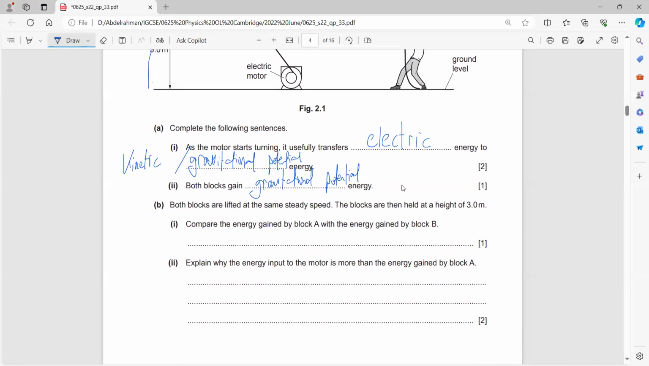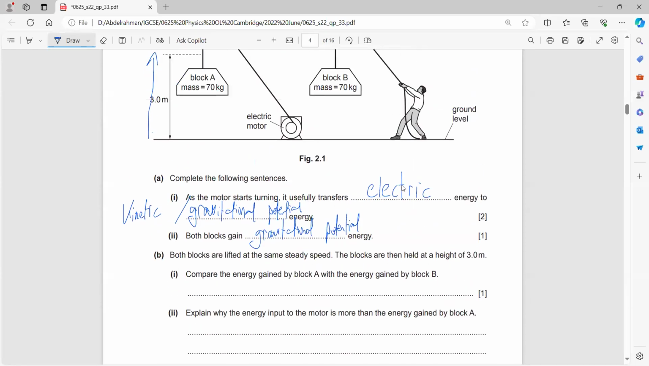Okay, both blocks are lifted at the same steady speed. The blocks are then held at a height of 3 meters. They are both held at a height of 3 meters. Compare the energy gained by block A with the energy gained by block B.